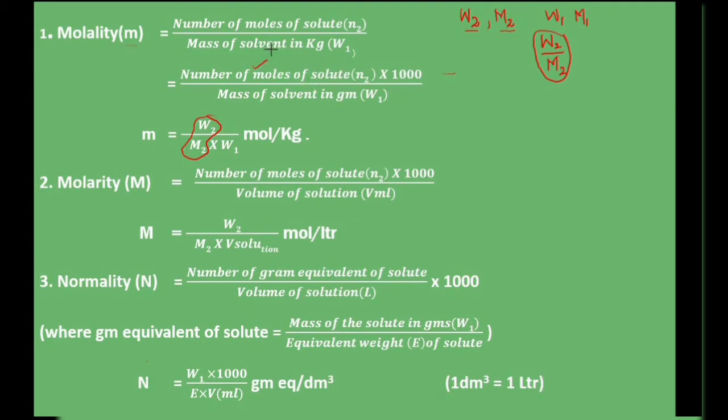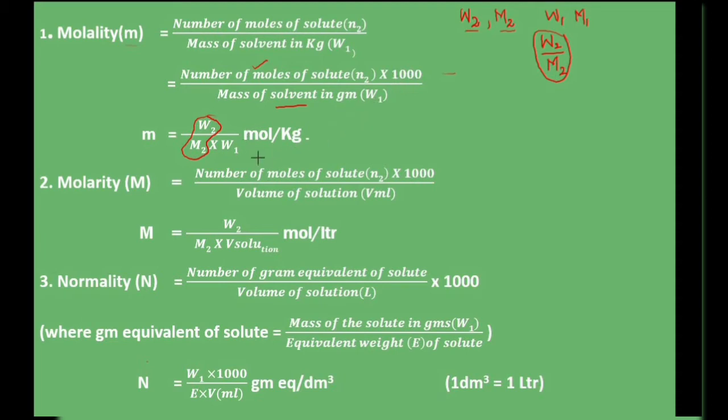Okay, the formula goes like this: number of moles of the solute in 1 kilogram of the solvent. So the solvent should be expressed in kilograms. If the solvent is given in kilograms, you don't want to multiply with 1000. In case the mass of the solvent is given in grams, then it is compulsory that you multiply the formula with 1000, or if you are not multiplying with 1000, the answer will be wrong.